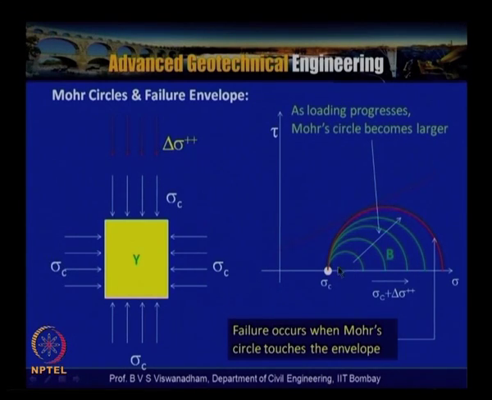So the circle traverses. Initially, when you prepare the sample and apply sigma c all throughout, the Mohr circle condition is nothing but a point on the tau-sigma envelope. Then once we continue to increase the vertical stress, that is delta sigma, as the loading progresses, the Mohr circle becomes larger and larger.